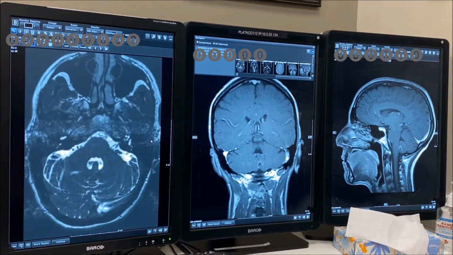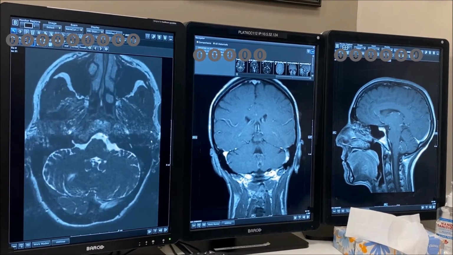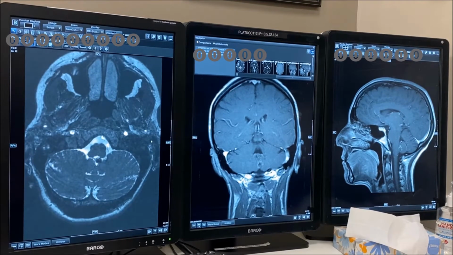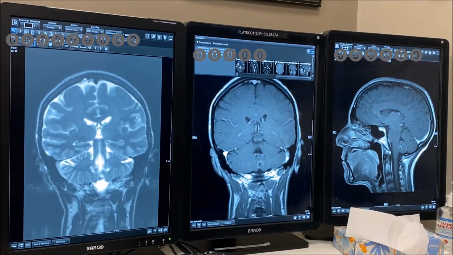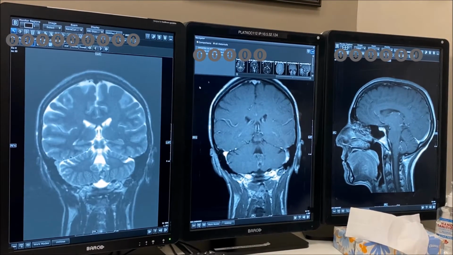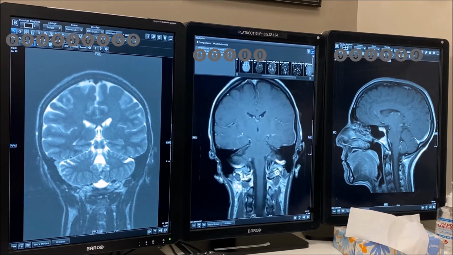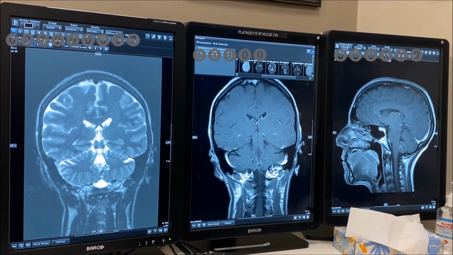It did have, there was one that showed some signal voids, suggesting that it was vascular in nature. Anyways, that prompted an angiogram. Because there was question of prominent vascular structures.